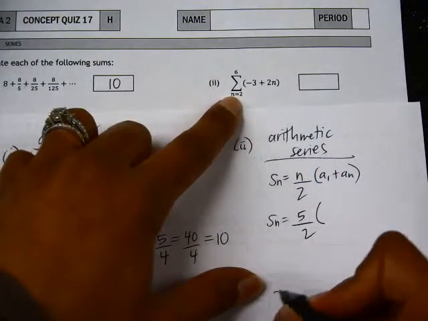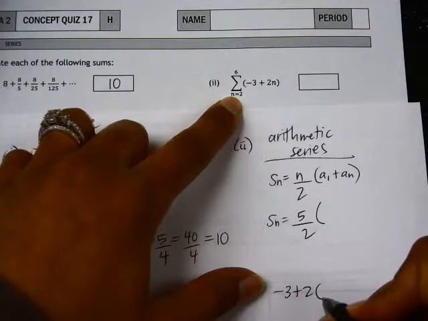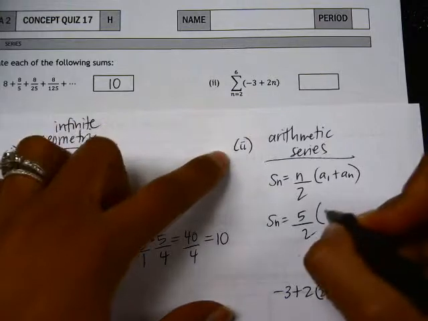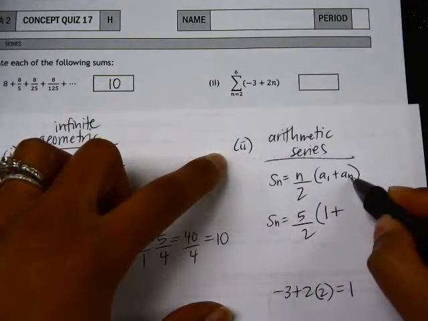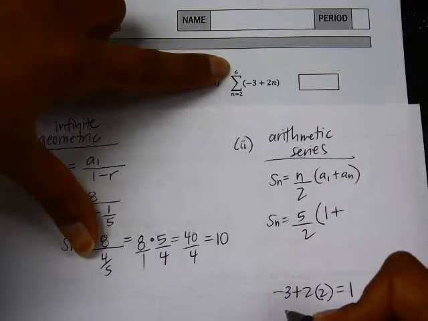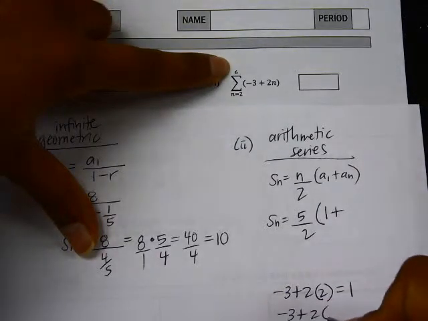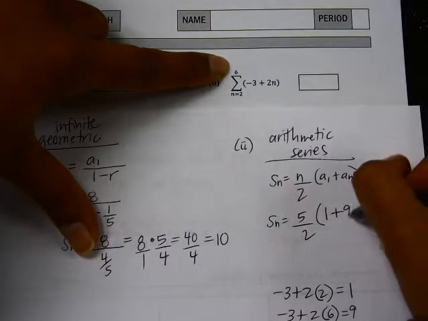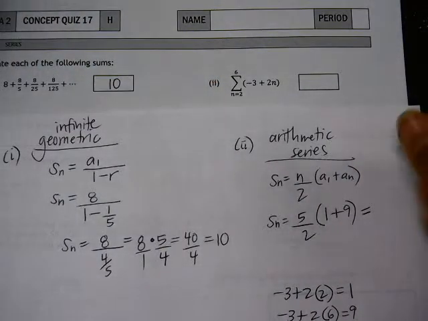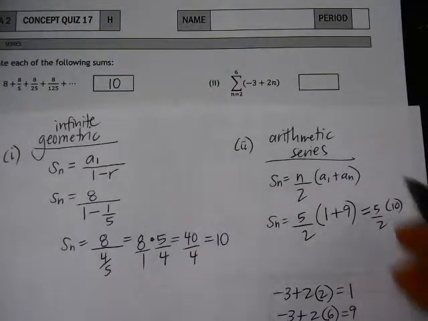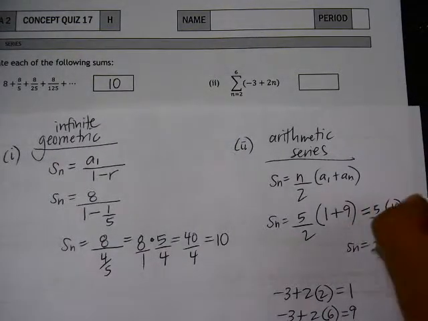So if I do that, negative 3 plus 2 times n equals 2. That's 4 minus 3, or 1. Plus the last term. The last term is when we plug in the top number, the ending value of n. So negative 3 plus 2 times n equals 6. So that's 12 minus 3, which is 9. So I have 5 over 2 times 10, which is 50 divided by 2, which is 25.